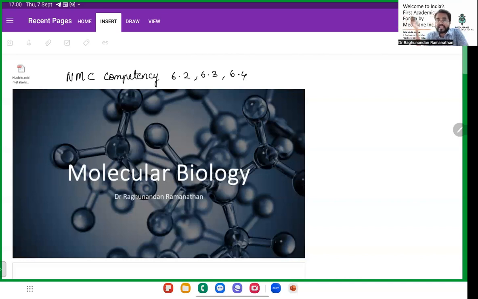No DNA synthesis means immunoglobulins are not produced. When immunoglobulins are not produced, what happens? You will have deficiency of T and B lymphocytes, that is called severe combined immunodeficiency. Is it clear? This is what we were seeing from yesterday.